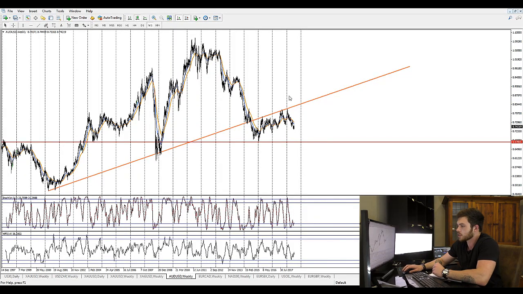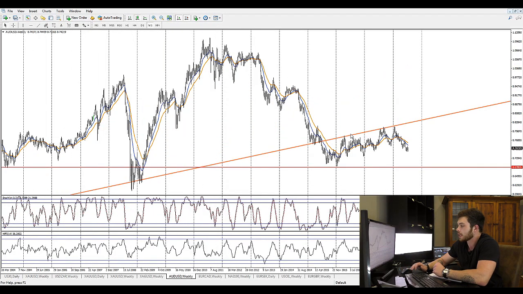Now, this is more specifically why going way back in the time frame, especially going back to times like 1997 on a weekly chart, is very important. Because what you can see is if you don't go back that far, you might not be able to spot something like this.